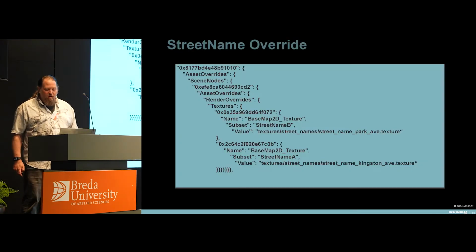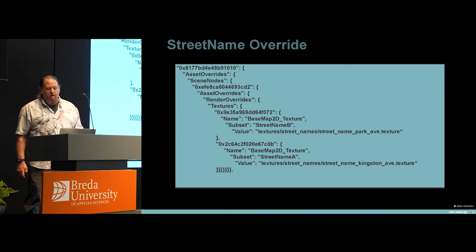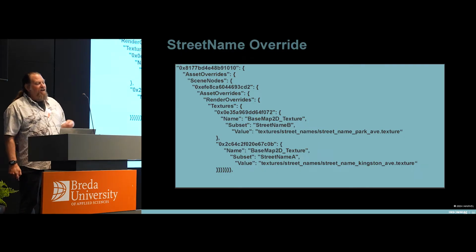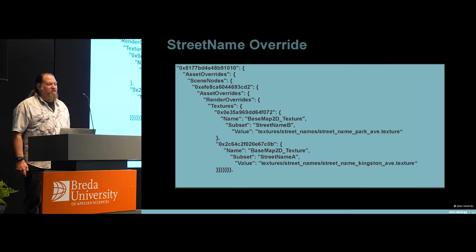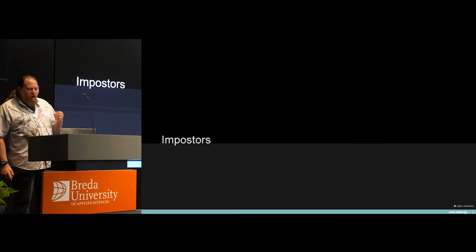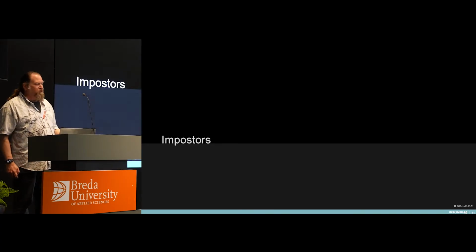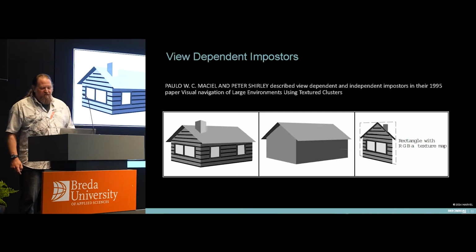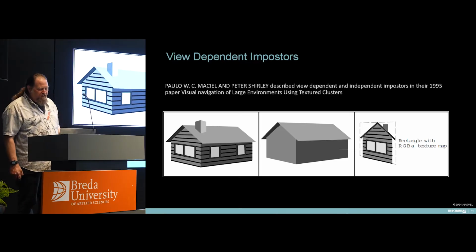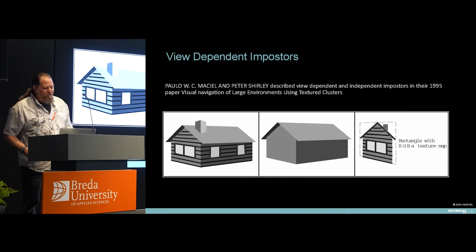This JSON snippet represents the texture overrides on a traffic signal prefab. The override is procedurally generated by a Python script running in Houdini and added to each traffic signal instance in the open world. The term imposter often refers to the representation of geometric assets using a texture map projected onto a polygon. Massell and Shirley described view-dependent and view-independent imposters in their 1995 paper, Visual Navigation of Large Environments Using Textured Clusters.